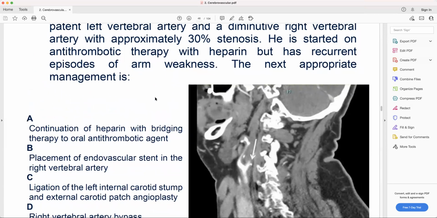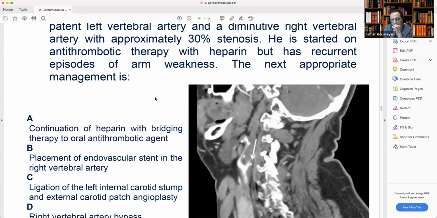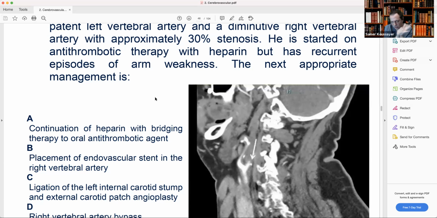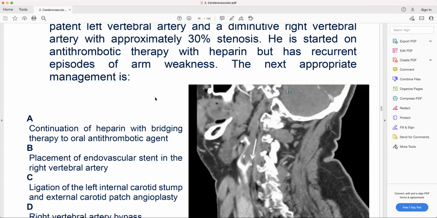I don't think we need that, because we don't give the patient antithrombotics already. We usually give antiplatelets. Anyway, when you have TIAs, always give antiplatelet. We don't give antithrombotics, so it's not the right answer, okay?